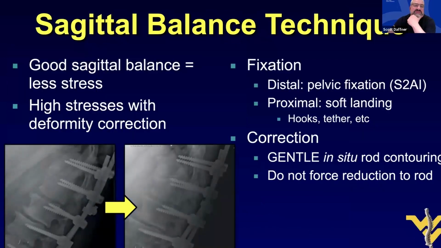So we know that having good sagittal balance here is going to have less stress on the overall construct. You don't want to have a situation like this one on the bottom here, where the bone just pulled off of the screws, basically. When we're trying to correct deformity, again, that has to be done very gently and very carefully. You really cannot force the reduction to the rod, where the screw is going to pull straight out of the bone, and you're going to be miserable.